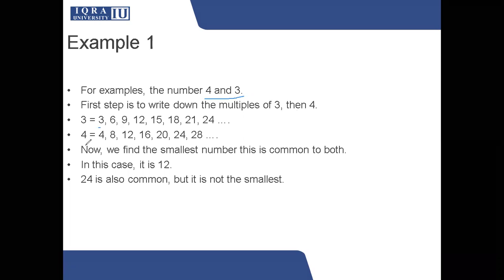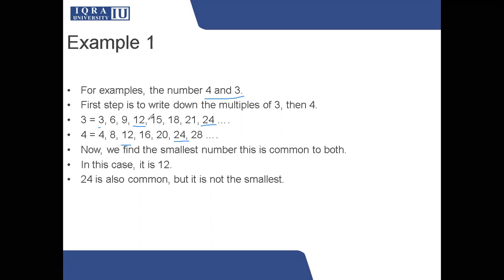And then you write the multiples of 4: 4, 8, 12, 16, 20, 24, right? Now what you have to do is find out the numbers that are common between these two lists. So 24 is common in 3 as well as in 4, right? Then we see 12 is also common between 3 and 4, right? And if we had written more multiples, I'm sure we would have found more common numbers as well.